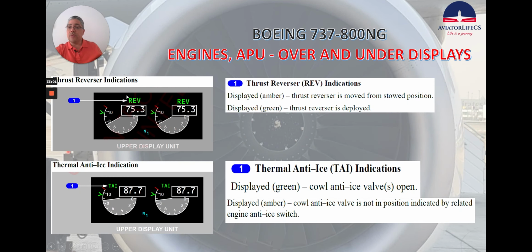Now let's review the thrust reversal indications and the thermal anti-ice indication. Thrust reversal indications, we can see either amber or green. Amber, thrust reverser is moved from stowed position, and when they are green, thrust reverser is deployed. For the thermal anti-ice indication, displayed green means that the cowl anti-ice valve is open, and displayed amber is the cowl anti-ice valve is not in position indicated by related engine anti-ice switch.